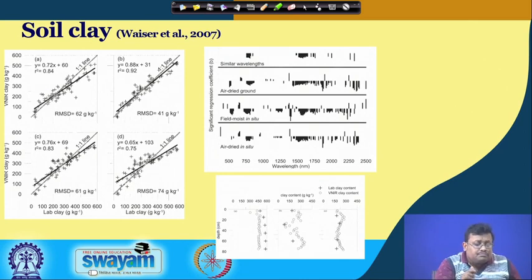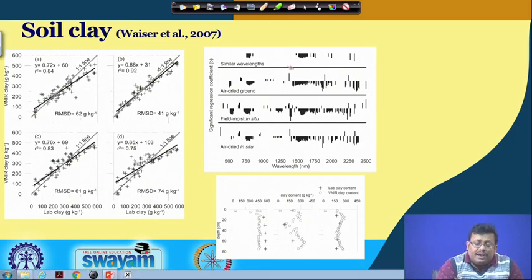So, let us see some specific examples of diffuse reflectance spectroscopy. You can see here Weiser et al. in 2007 used diffuse reflectance spectroscopy and predicted soil clay. You can use a visible near infrared diffuse reflectance spectrometer for predicting soil clay, and they got R square values of 0.92, 0.84, 0.92, 0.75 and 0.83 for different conditions. Not only did they get good results, but they also identified the important wavelengths responsible for producing these high prediction results.